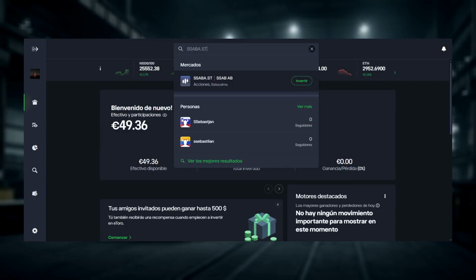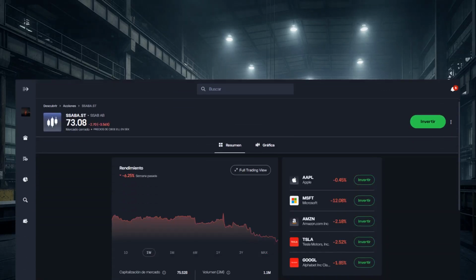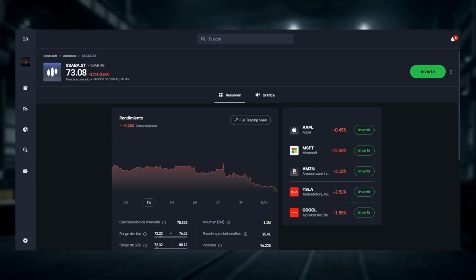SSABA.ST to locate the listing. Confirm you select the SSAB AB share that trades on CBOE EU. On the asset page, check the company summary and a price chart to understand the listing. Verify the company name and ticker to ensure this is the correct SSAB AB share.